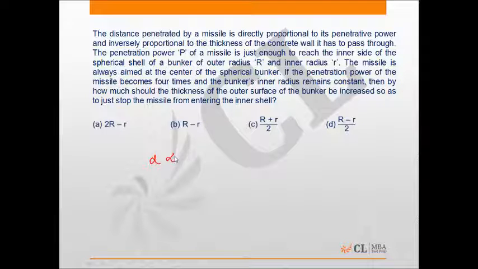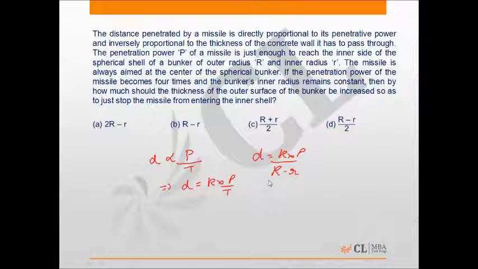It states that the distance that is penetrated is directly proportional to the penetrative power upon the thickness T, which means that distance is equal to some constant into penetrative power upon thickness. Now the question states that the penetration power of a missile is just enough to reach the inner side of the spherical shell of a bunker of outer radius R and inner radius small r. So here what I can state now is that the distance penetrated would be equal to k into penetrative power by the thickness, which is nothing but the difference between the outer radius and the inner radius.